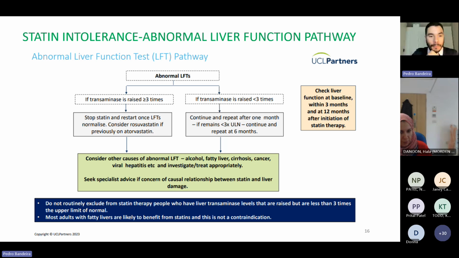And most adults with fatty livers are likely to benefit from statins because they normally have fatty liver because of a variety of risk factors, including lifestyle, diet, and prolonged hypercholesterolemia. So they'll benefit from it, although it probably should be used with caution, with a lower dose to start with.